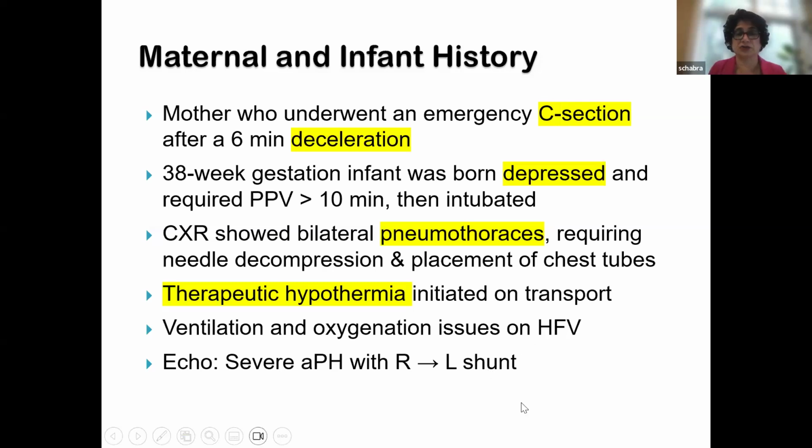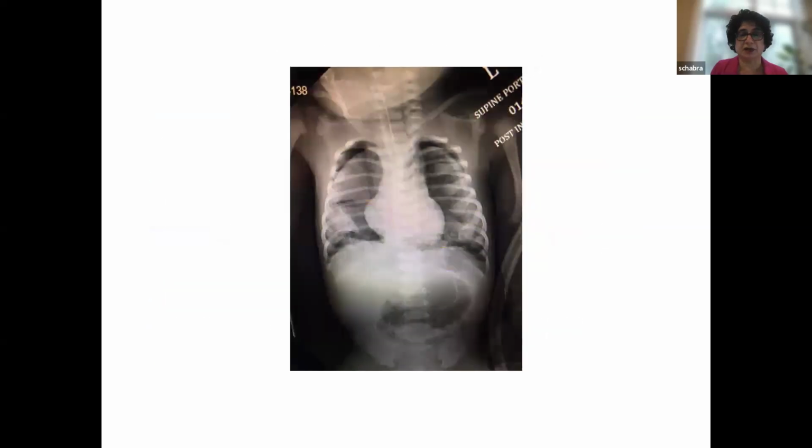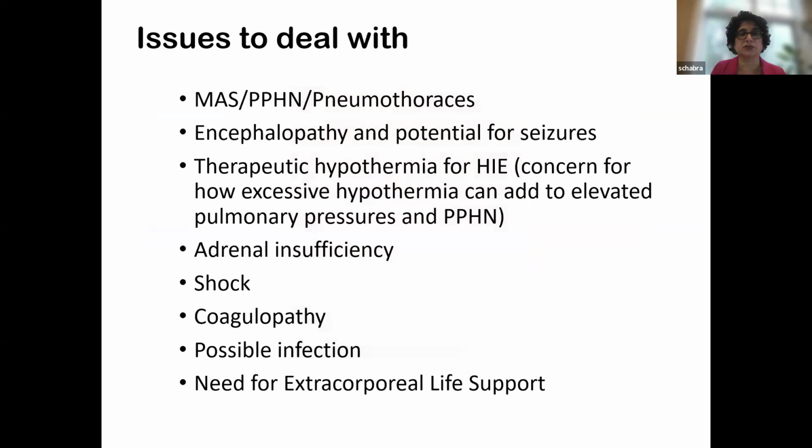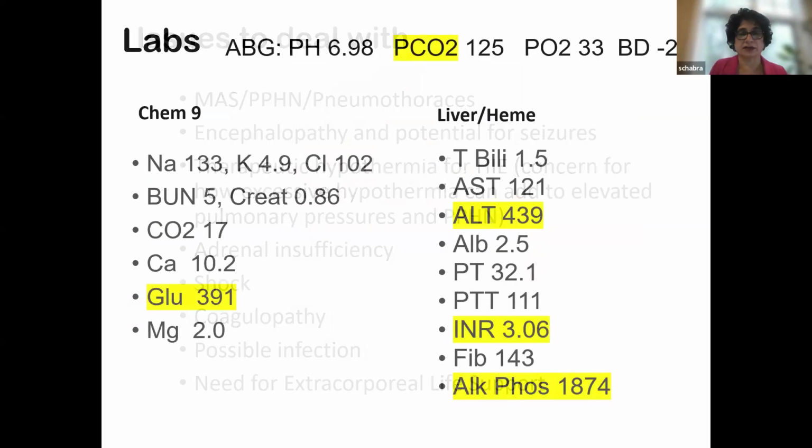Ventilation and oxygen issues on high frequency. So we put him on the oscillator, but we're still having high PCO2 and low O2. And then we did an echo. It shows right to left shunt with pulmonary hypertension. Of course, here you can see the two pneumothoraces. So we put lines, we put chest tubes in. And this was a case of meconium aspiration, encephalopathy, and potential for seizures. We started therapeutic hypothermia. There was some adrenal insufficiency, shock, coagulopathy, and possible need for ECMO.